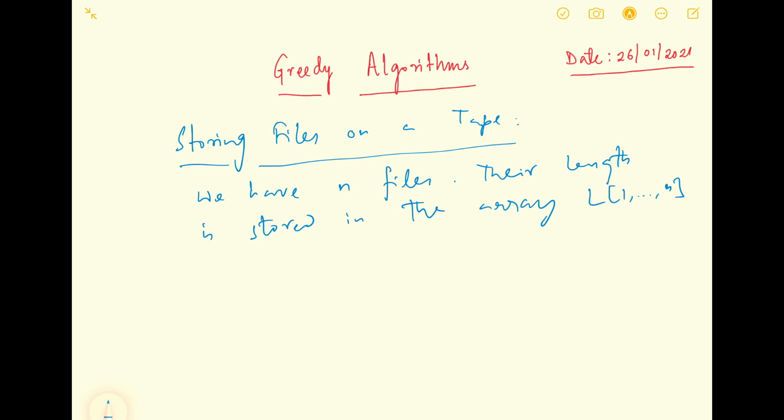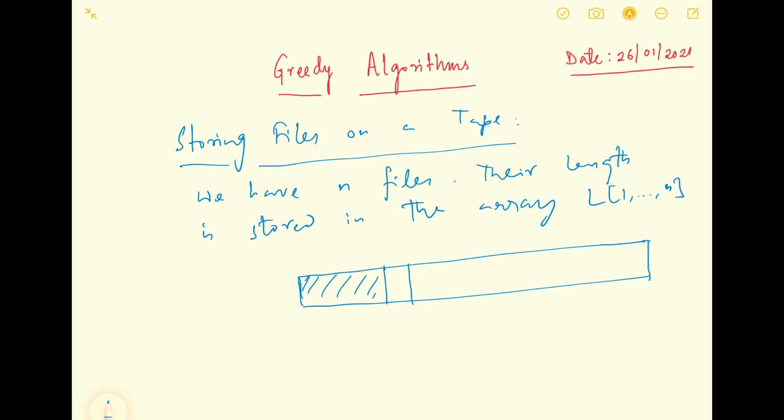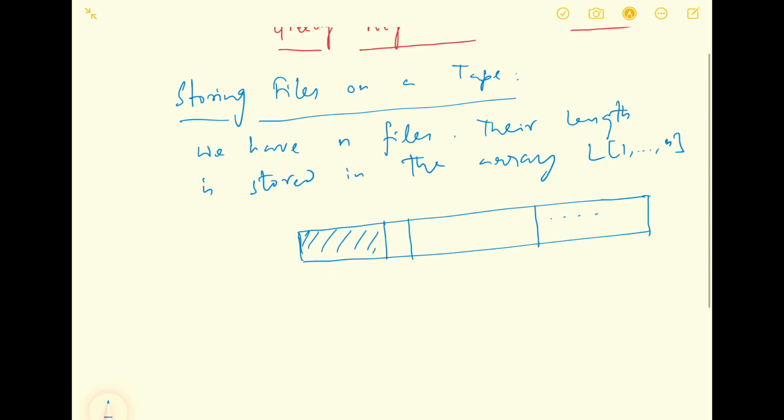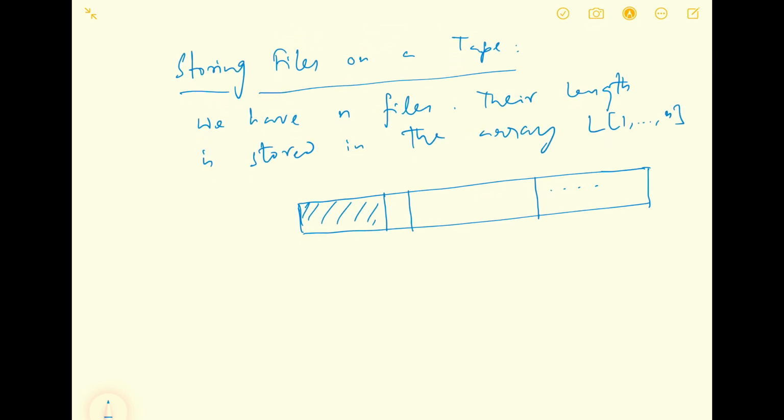and so suppose this tape you can think of as a very long sequential device. And suppose here the first file is of, suppose, this length, suppose the second file is shorter, the third file is larger, and so on and so forth. So we need to decide in which order the files will be stored, and what is the cost of accessing the kth file.